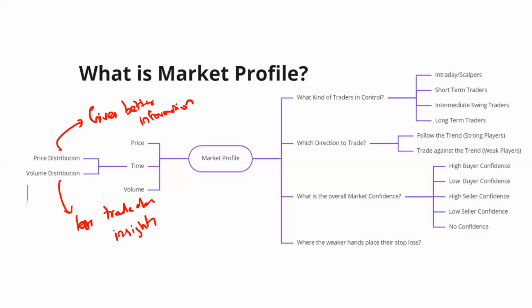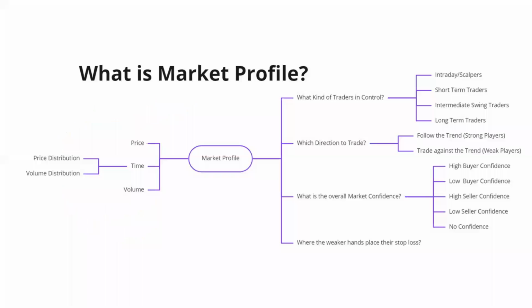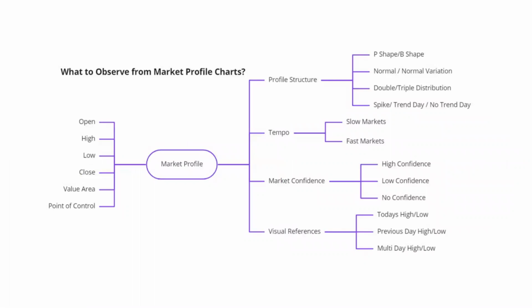All right. So I guess you have a fair idea how you can use market profile. What I'll be observing from the market is many things about it. The structure of the profile; different structures say different things about the markets. The tempo of the markets, how slow or fast the market is moving. And what is the market confidence? And the most important topic is called visual reference levels, and how to use those visual reference levels so that you can predict the markets in a better manner. All those things you'll be able to read from the market profile charts.